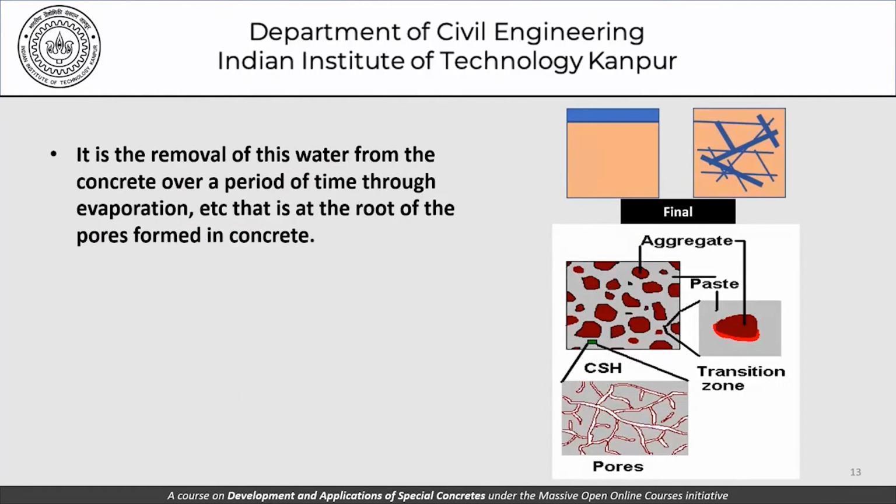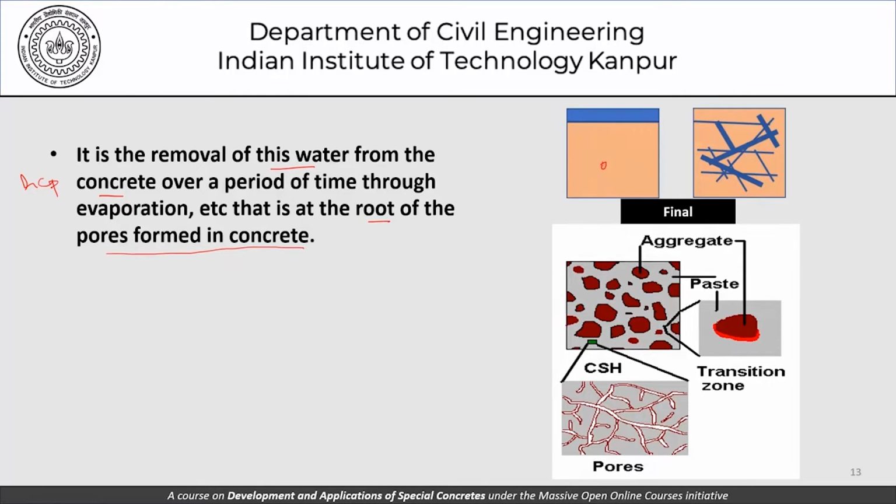And it is the removal of this water from the concrete. Again, I'm using the word concrete. Strictly speaking, it is HCP over a period of time through evaporation and so on is at the root of the pores formed in concrete. So once again, look at this picture here.